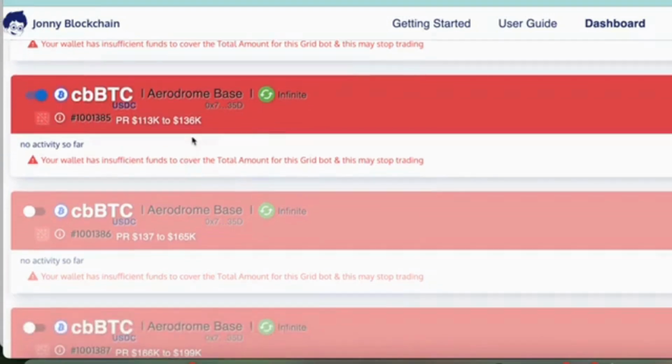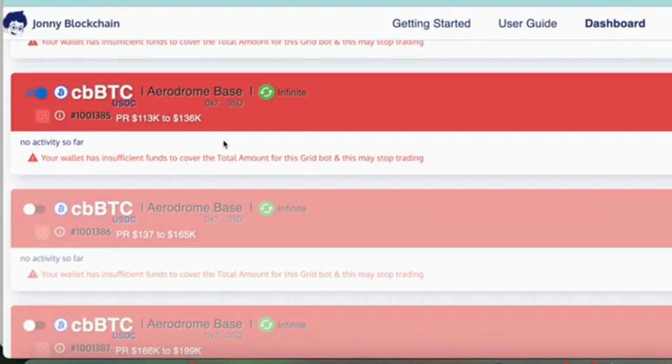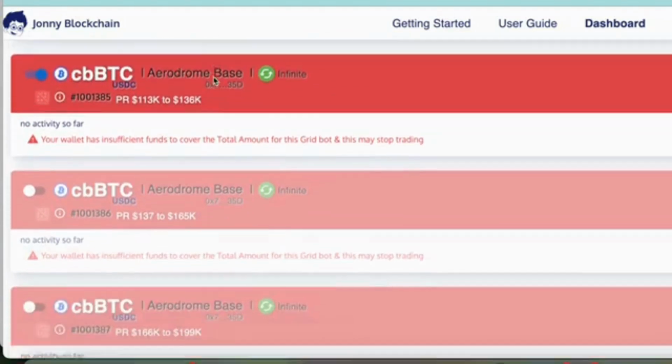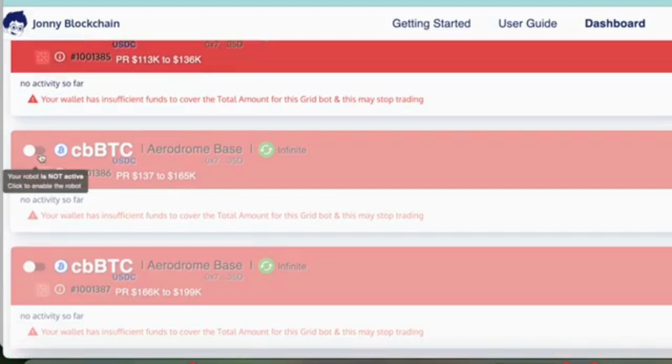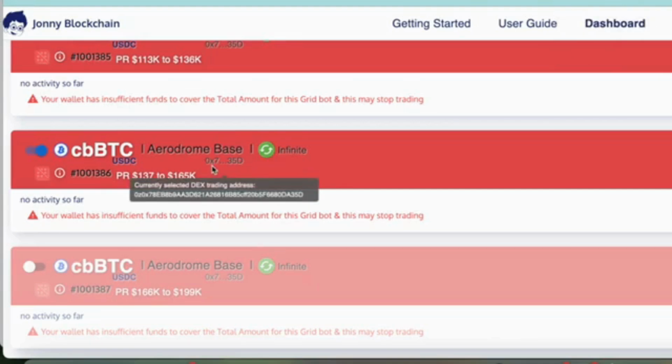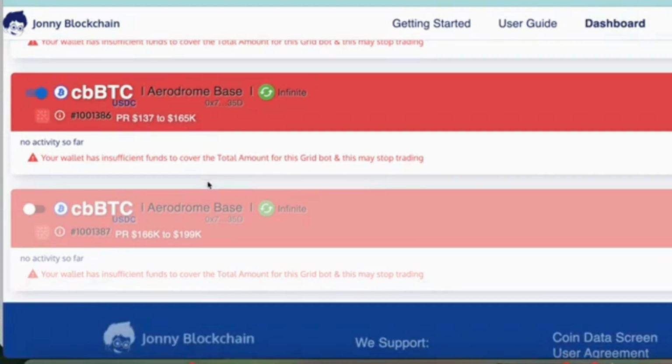Now, if the price goes above 136, I would have made my profit from this grid. This next grid could kick in, so I'll switch that one on. This is going to kick in at 137 to 165. And again, if the price goes up, I would have made my profit from this one.